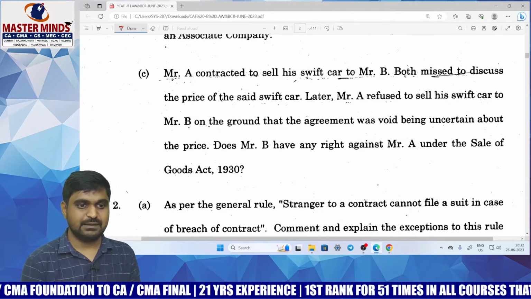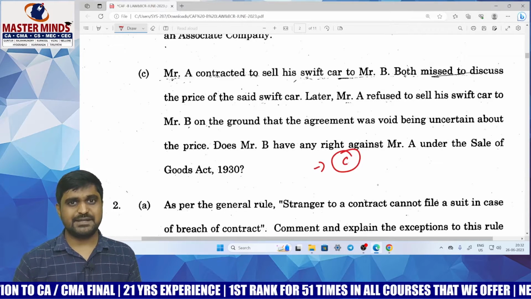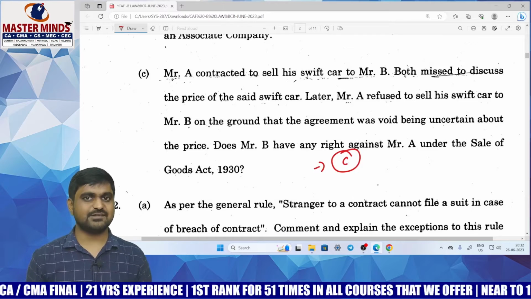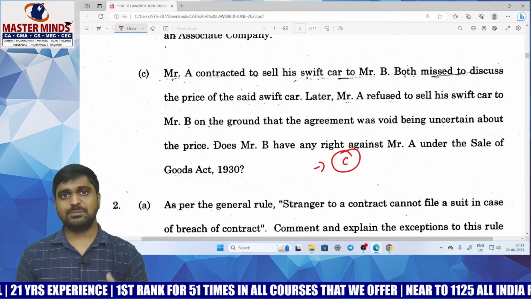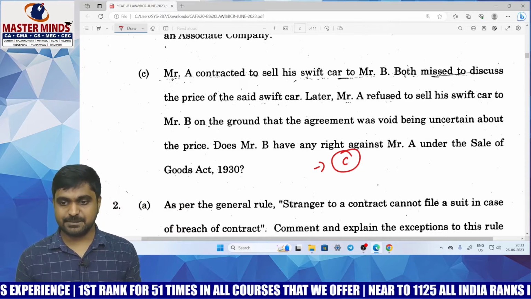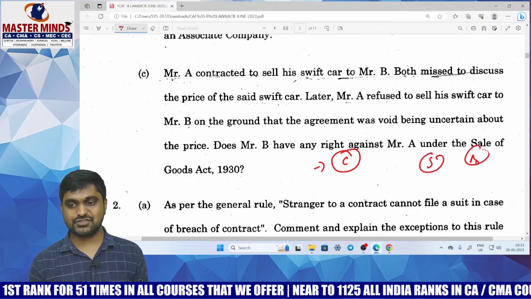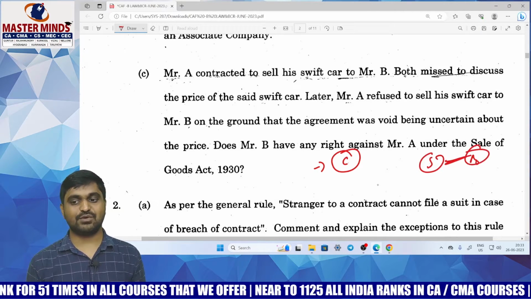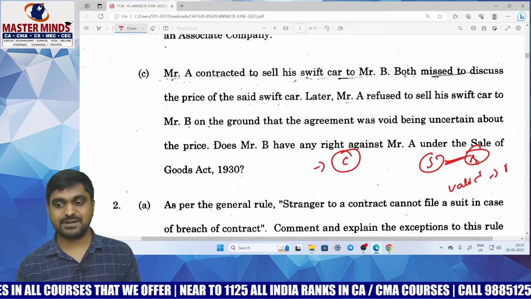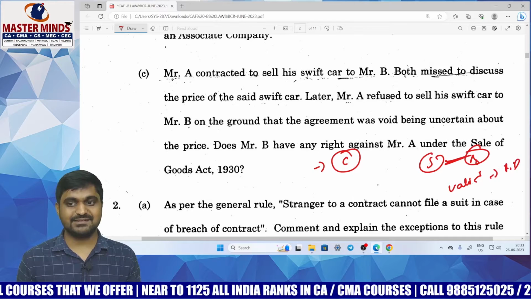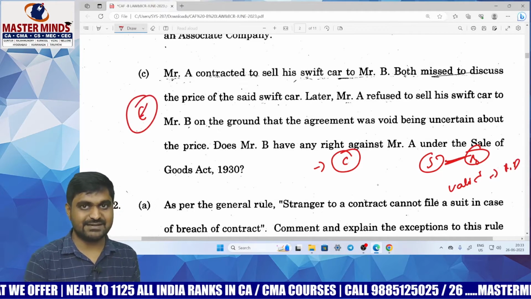Next one, this is a C category question. This is a C category question, but many students can easily answer it. Sir, why, what is the reason? It is based on a simple concept: if seller and buyer fail to fix the price, what is the validity of the contract? It is valid. Then how much amount does the buyer need to pay the seller? A reasonable price. That's it. If you wrote like this, you can easily get full marks. So this is an easy question, so I am giving the easy tag.